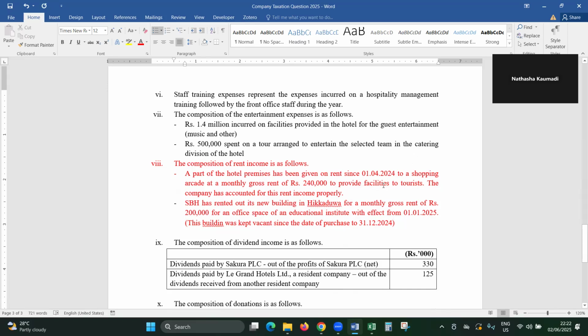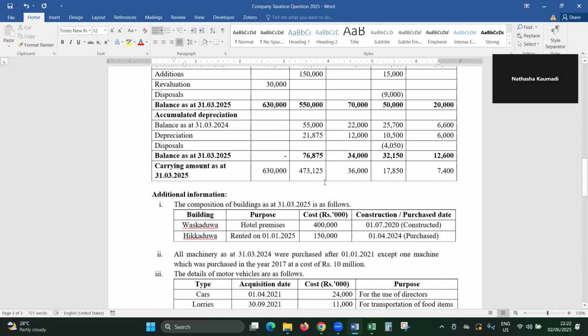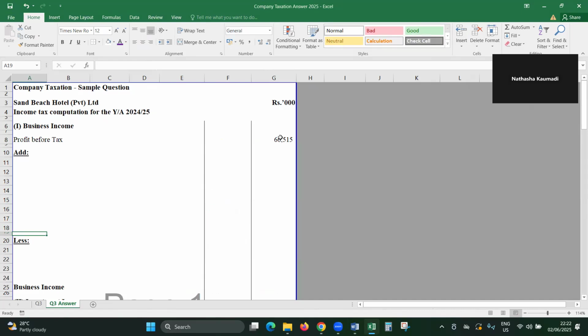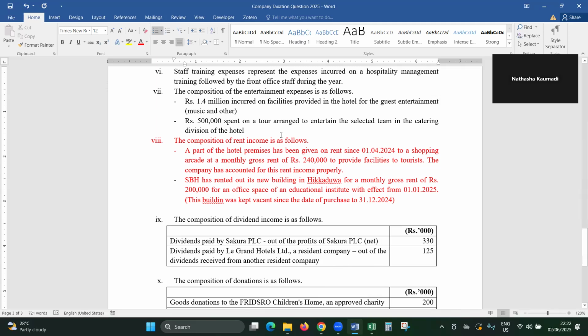So, can you keep it under business income? 240,000 multiplied by 12. Can you keep it under business income, profit before tax? Yes, of course, you can keep it like that. No need to change anything. No pluses or minuses. But now, can you remember when you have rent income, you have to deal with WHT, withholding taxes. We discussed that last week as well in detail.